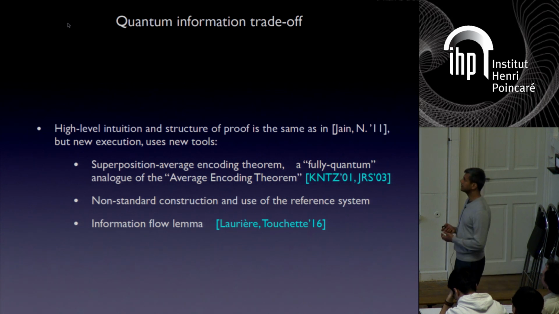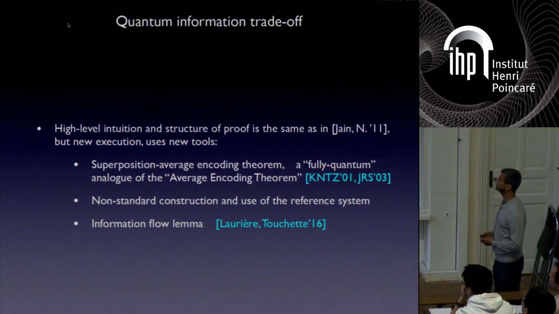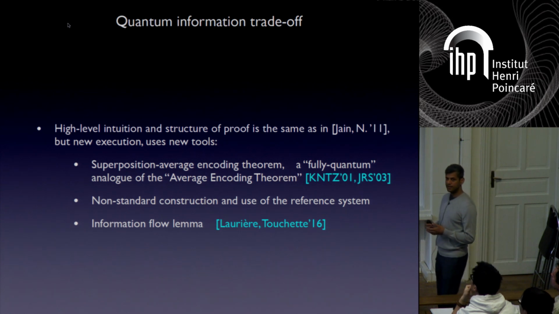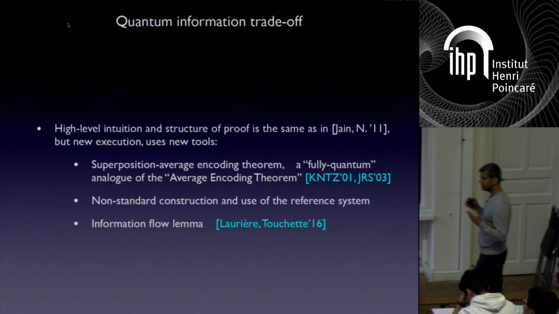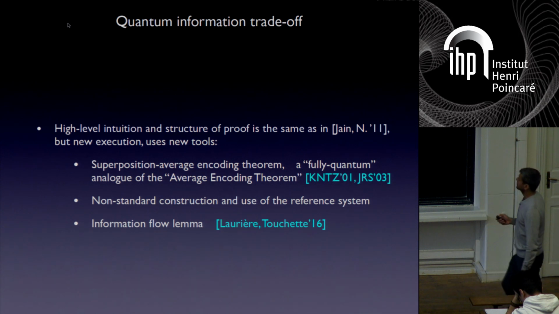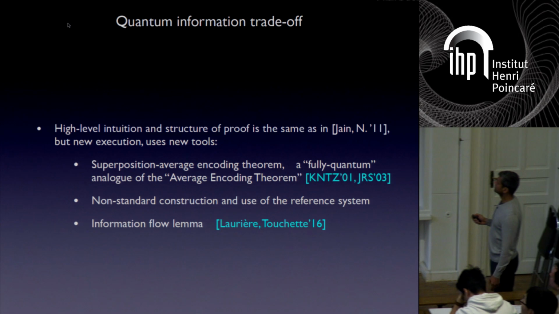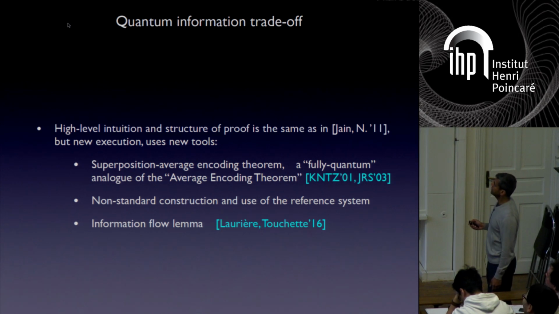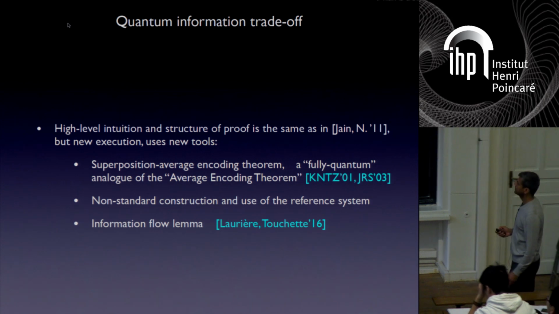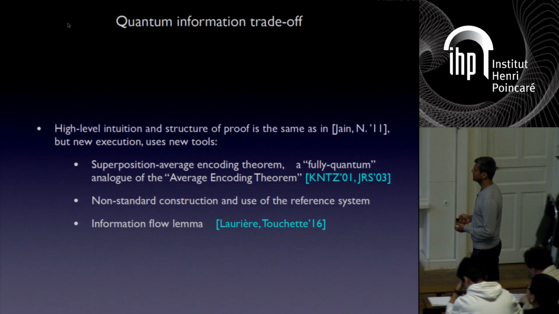A few things about this result. I have maybe 10 minutes to try to give you some idea of how the proof works. The high-level intuition and the structure of the proof is basically that in our previous work with Rahul, we had the right idea, but we didn't have the right tools or the right notion to work with. And the right tools are, of course, this notion of information cost, in addition with a few innovations, one of which is this superposition average encoding theorem, which we'll see shortly.